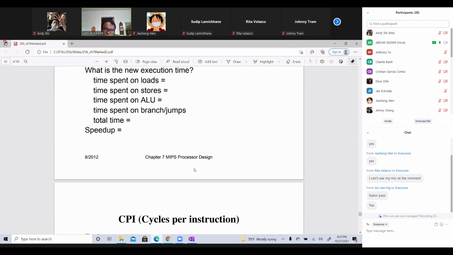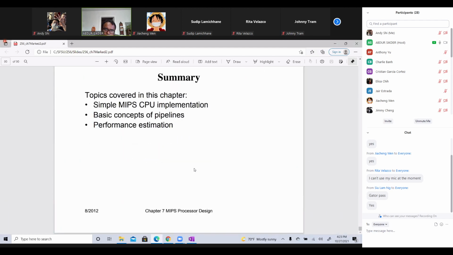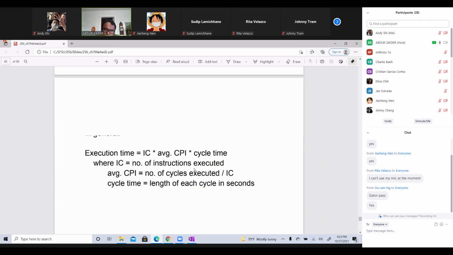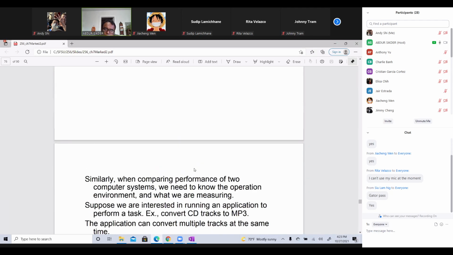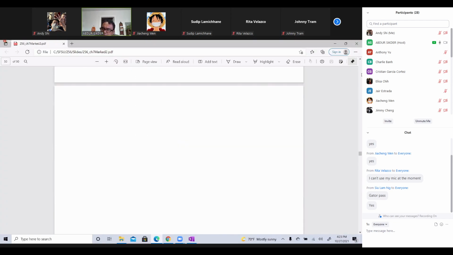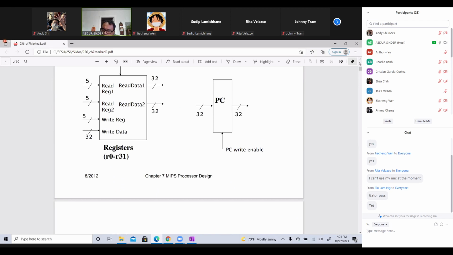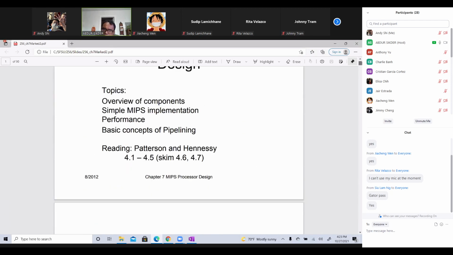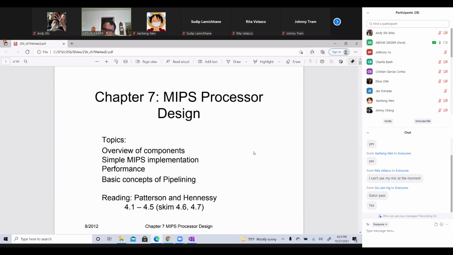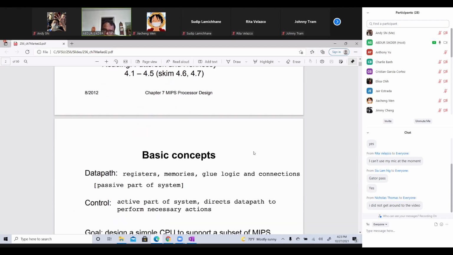And that's all we have in chapter 7. CPU cycle stuff. So there's quite a few things here. The first, we look at the design of the MIPS implementation. Anybody have a chance to look at the video I put there? Simple MIPS implementation, performance, pipeline. Those are the things you need to learn from this chapter.